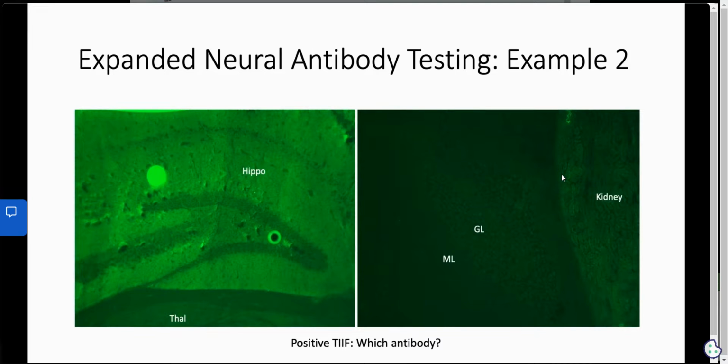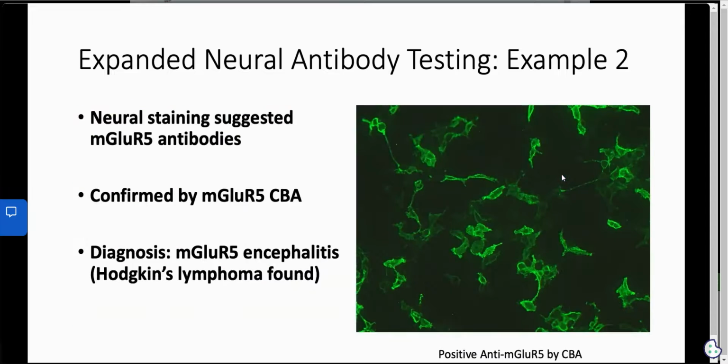So what we see here on brain tissue indirect immunofluorescence is very prominent staining of the hippocampus. It stands out in contrast to the thalamus. And the cerebellum shows very minimal, if any, staining. So this is very much a hippocampus-predominant staining pattern. And this is very typical of anti-mGluR5. This was confirmed by a Euroimmun mGluR5 cell-based assay, as I've shown on the right there. And this patient's diagnosis was ultimately mGluR5 encephalitis, and this antibody has an association with Hodgkin's lymphoma, which was ultimately found in this patient as well.